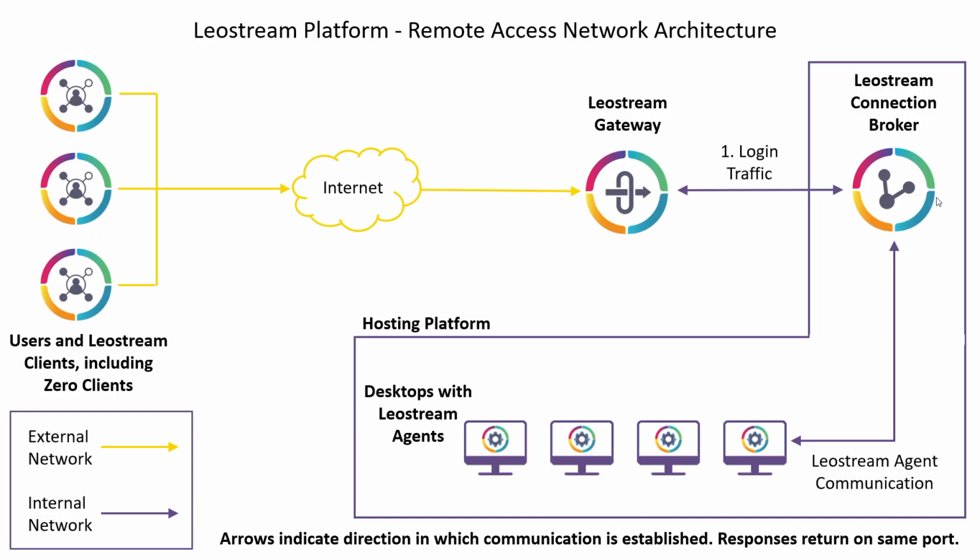Now, in order to implement all the automations that you will make in your access control rules, the broker communicates with the second component, which is the Leostream agent. The Leostream agent is installed on all of your hosted desktops, and these can be Windows, Linux, Mac. They can be desktop operating systems or even server operating systems if you want to do multi-user servers or publish remote applications. The Leostream agent sends information back to the connection broker about the user's session.